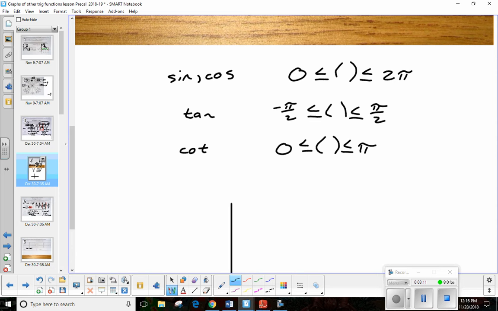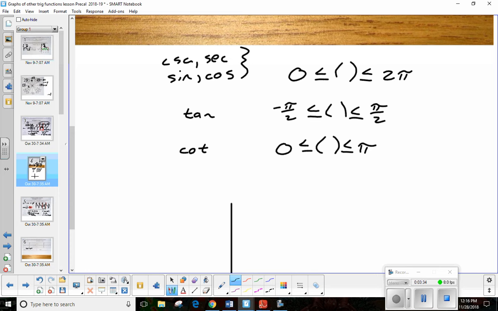Now, even when we start looking at secant and cosecant today, you're going to see it's exactly the same as sine and cosine. In fact, I can even write these right here. Cosecant and secant, you're going to start them out the exact same way as well. It's only tangent and cotangent that the compound inequality boundaries are going to be a little different.